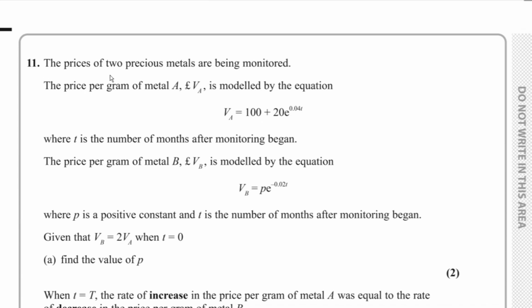Question number 11. The prices of 2 precious metals are being monitored. The price per gram of metal A, VA pounds, is modelled by the equation VA equals 100 plus 20 e to the 0.04 t, where t is the number of months after monitoring began. The price per gram of metal B, VB pounds, is modelled by the equation VB equals P e to the negative 0.02 t, where P is a positive constant and t is the number of months after monitoring began. Given that VB equals 2 VA when t equals 0, part A, find the value of P.